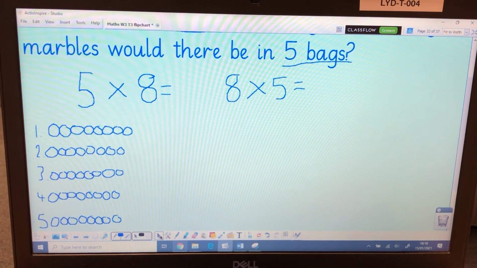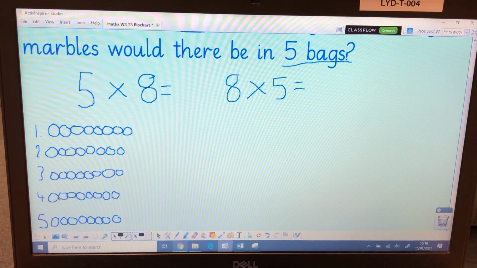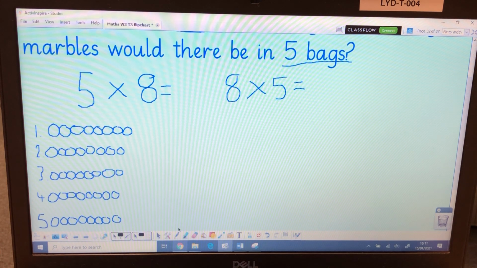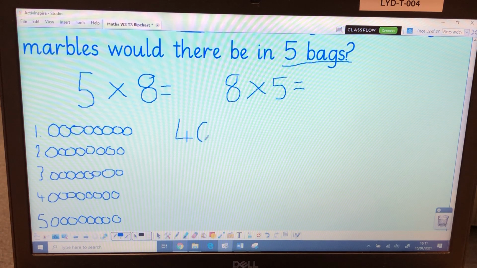Okay, let's count up our answer. You ready? 1, 2, 3, 4, 5, 6, 7, 8, 9, 10, and on up through the numbers to 38, 39, 40. So there are 40 marbles all together.